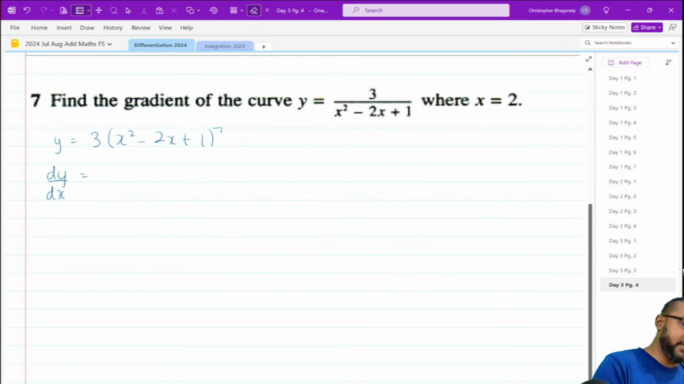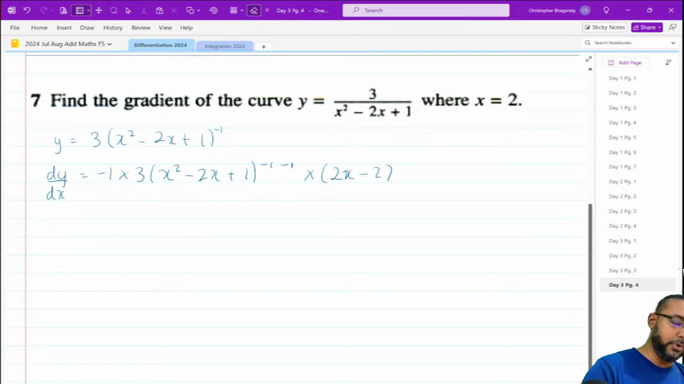So you multiply the index, minus 1, to the front. The contents inside the brackets stay unchanged. You decrease the index by 1, and you multiply by the derivative of the inside. So x squared, if you find that derivative, that's 2x. Minus 2x, when you find its derivative, will give you minus 2. And of course, 1 is a constant, the derivative of which is just 0.